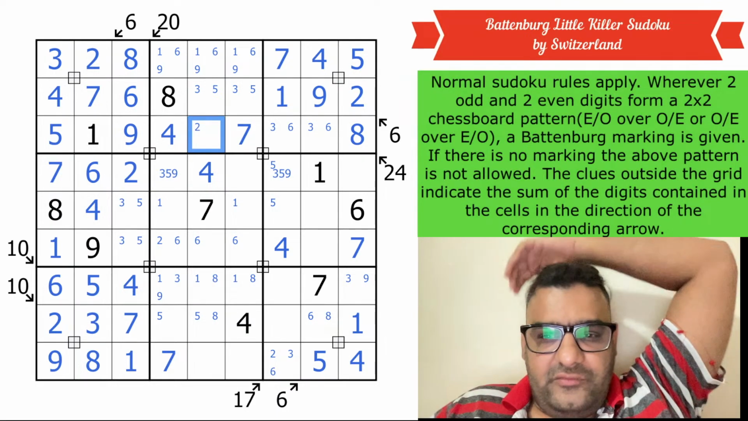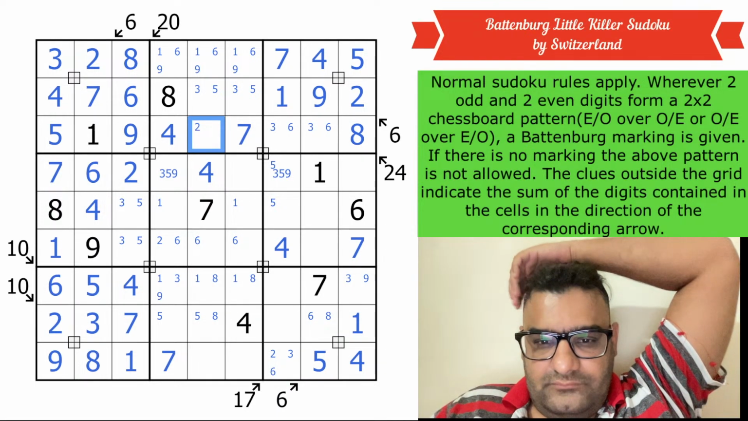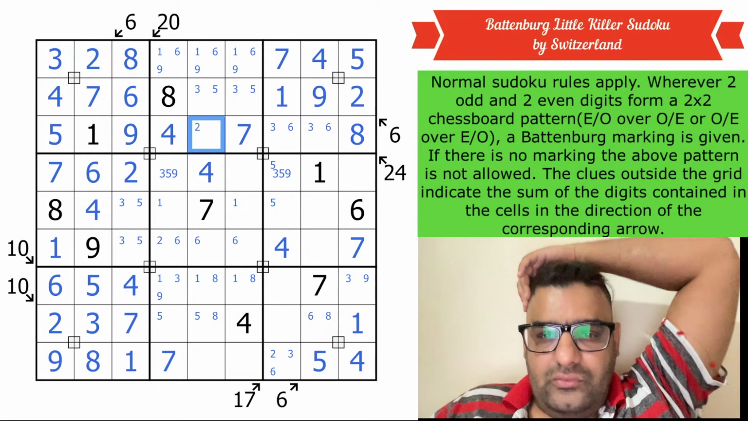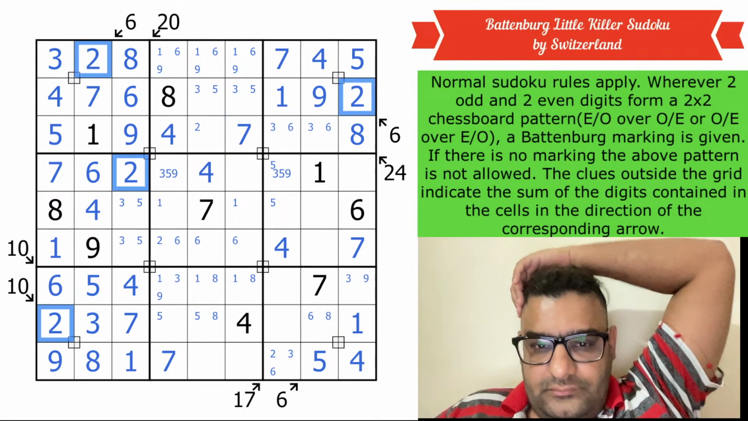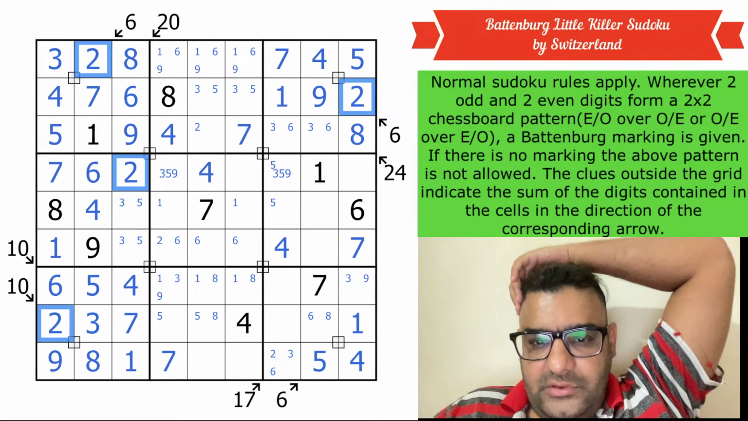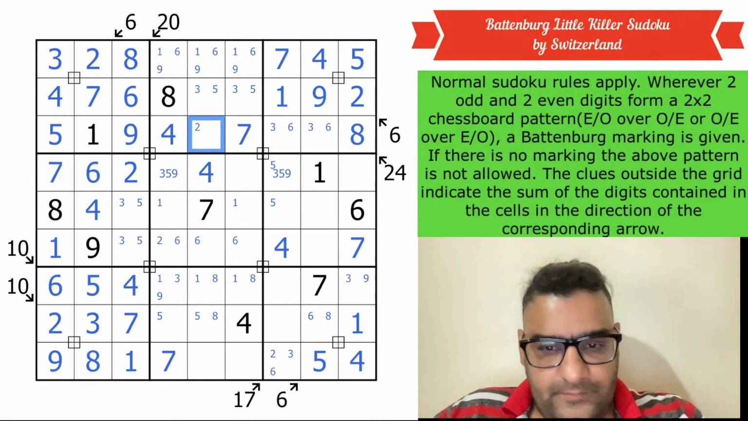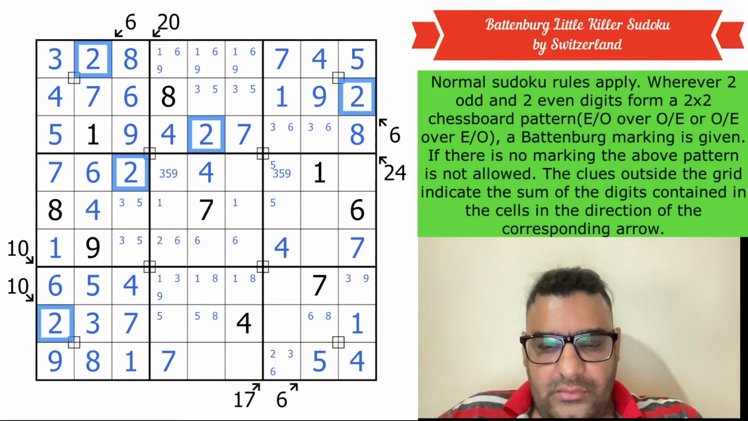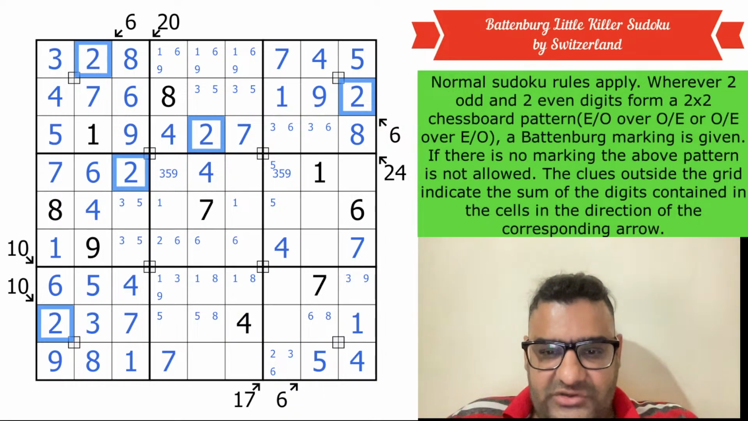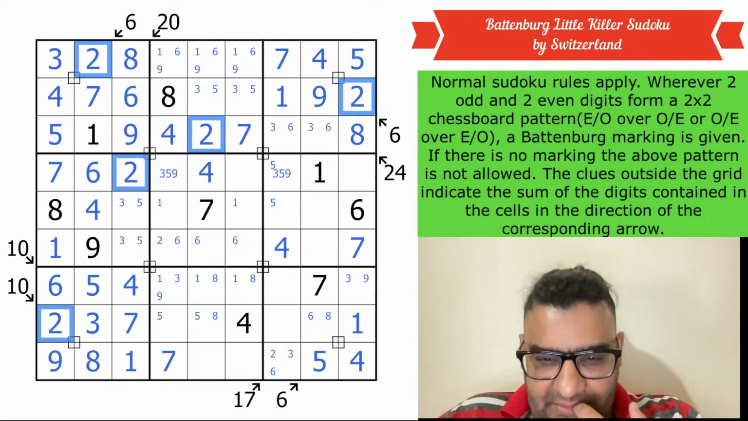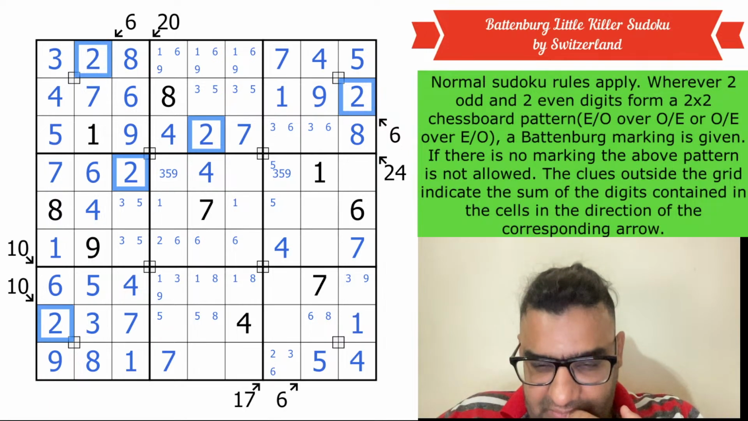What can it have? It can have a 2. 2 cannot be here, 2 cannot be here. So this is definitely going to be 2. Yes, if I check, it is right. So if I check this one, this cannot have a 2. This cannot have a 2. This cannot have a 2. This cannot have a 2.